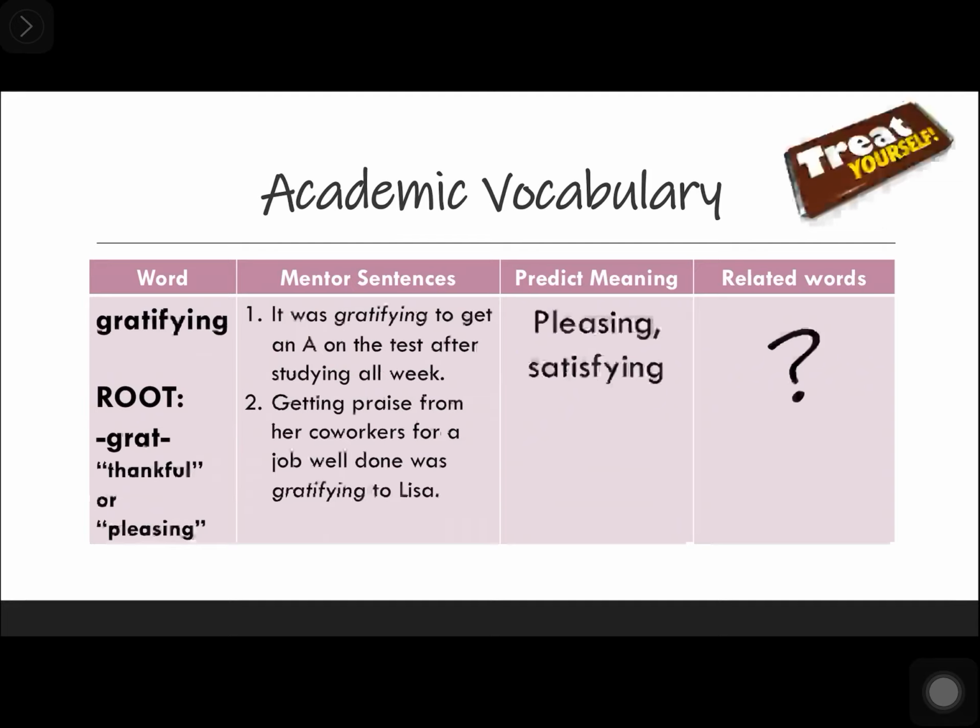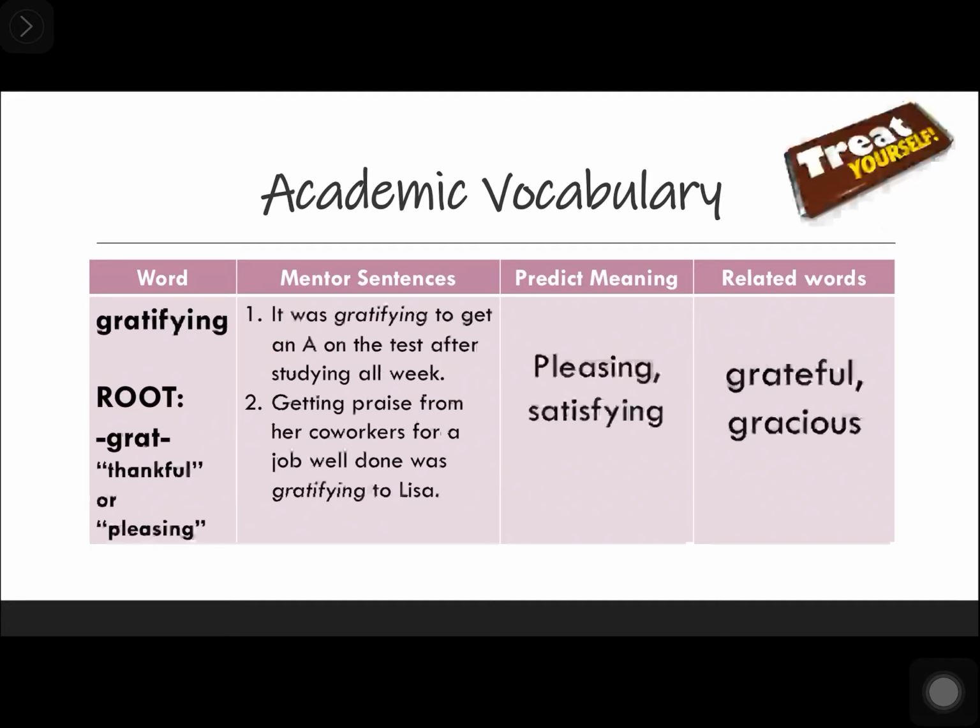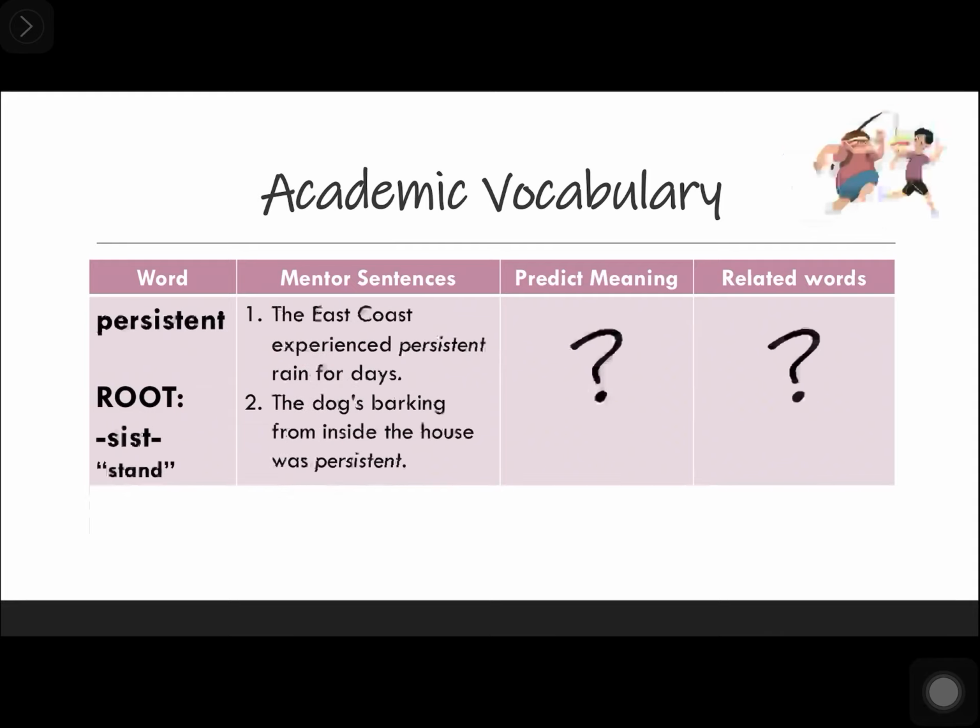So gratifying means pleasing or satisfying. So if something is gratifying, it makes you happy. It was gratifying to hear how many people liked my new glasses. Made me happy. Let's see if you can find some related words, maybe words that have a similar meaning or use that root. Like grateful or gracious, both have the root G-R-A-T in them.